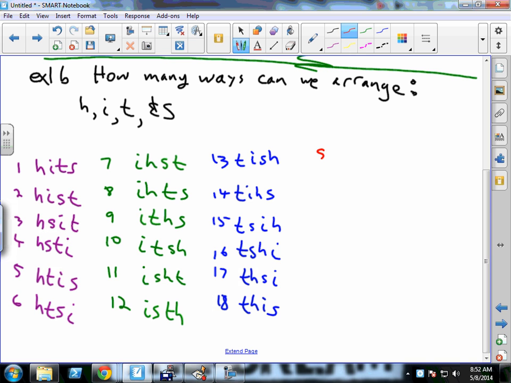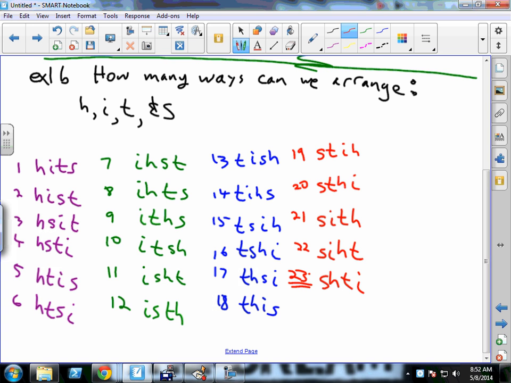So now we start with STIH, STHI. Let's go SI, TH, Sith. Isn't that something from Star Wars or something? Okay, I thought so. And then we got SIHT, and then we got SHTI. So there's 19, 20, 21, 22, 23 ways. 23 ways. There's 24?